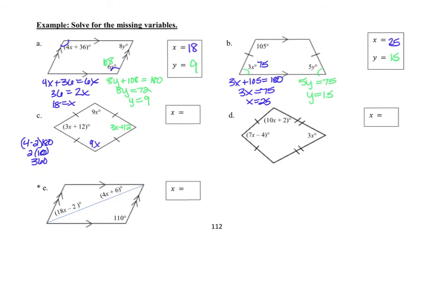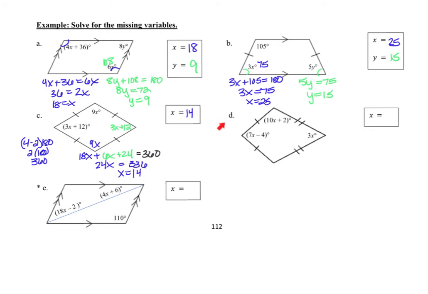So 9x and 9x, that's going to give me 18x. 3x and 3x is going to give me 6x. And 12 plus 12 is going to give me 24. And we're setting all of that equal to 360. We can combine our like terms of 18x and 6x. That's going to give me 24x. And then we can subtract this 24 from both sides. So 360 minus the 24, that's going to give me 336. When we divide by 24 on each side, we get an answer of 14 for x.